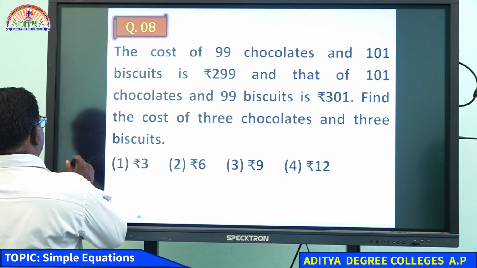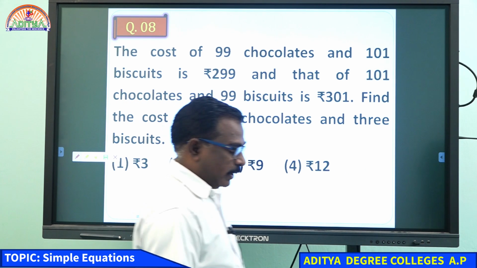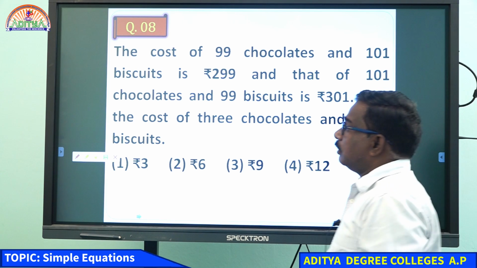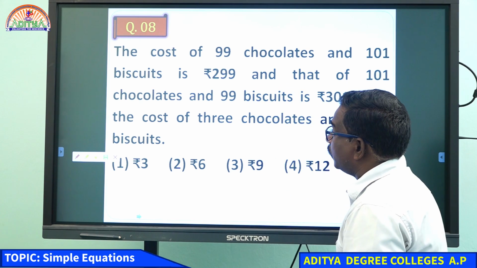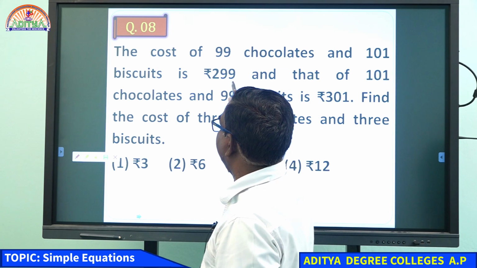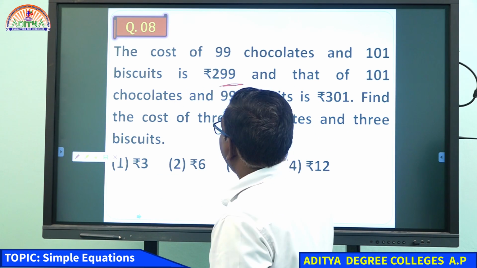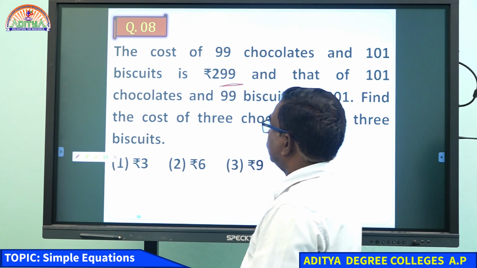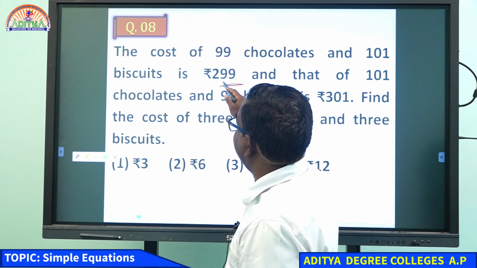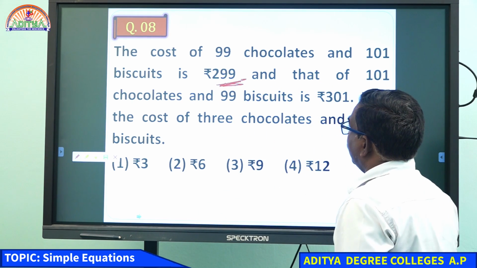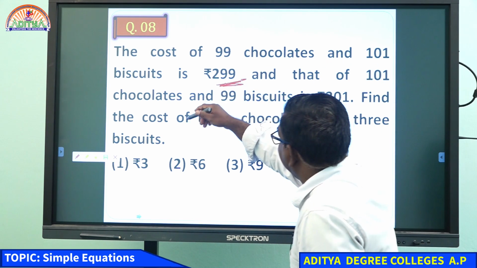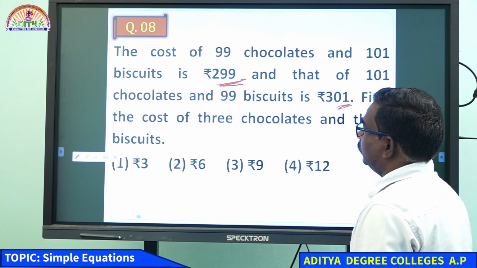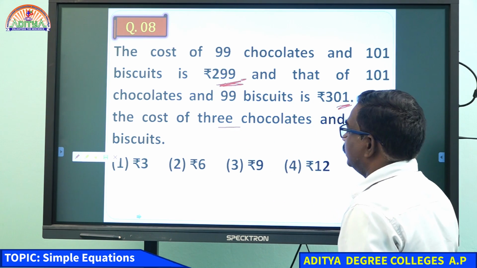See the next example. What is given there? Read it properly. The cost of 99 chocolates and 101 biscuits is 299 rupees. Combined, both the rate is given as 299. And it is asking, 101 chocolates, reversed, and 99 biscuits is 301 rupees. So find the cost of 3 chocolates and 3 biscuits.